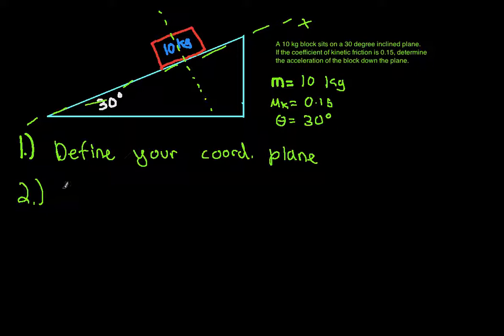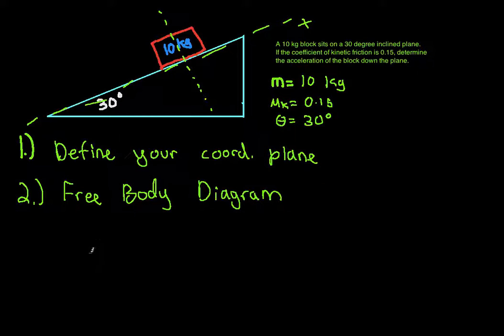Step two is to start thinking about your free body diagram and think about all the forces that are acting on this block. This is always a good idea anytime you have any problem that involves forces. We know this problem involves forces because it's asking for acceleration. So what forces are acting on this block?